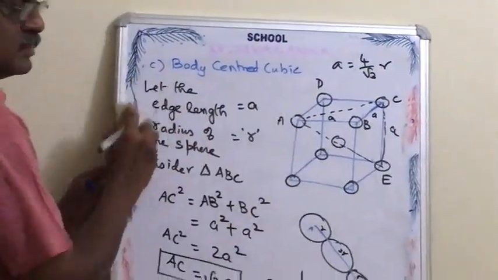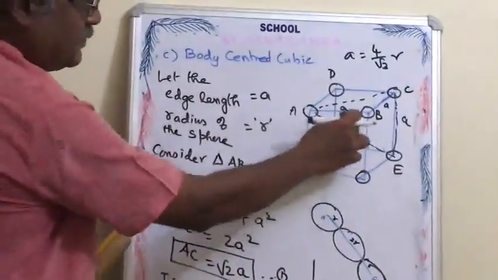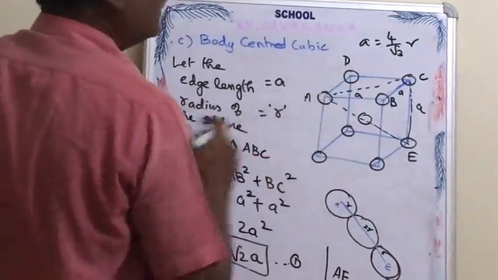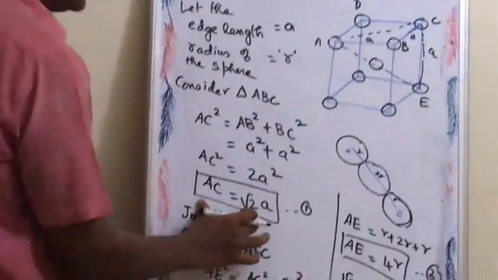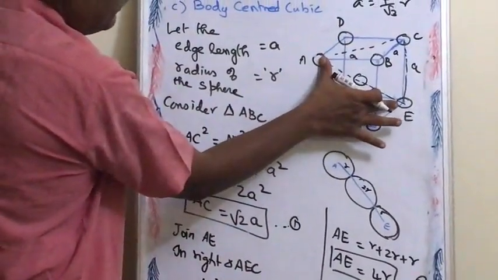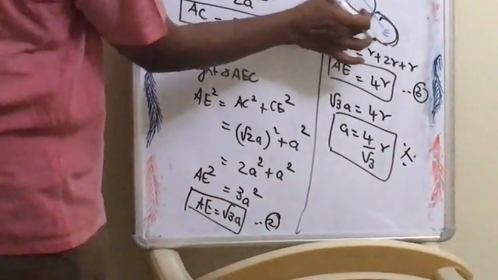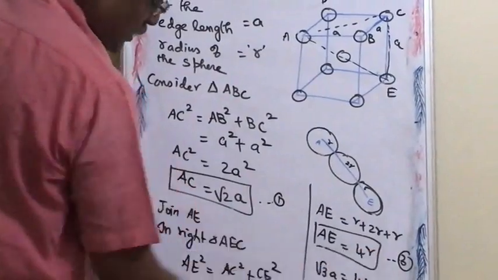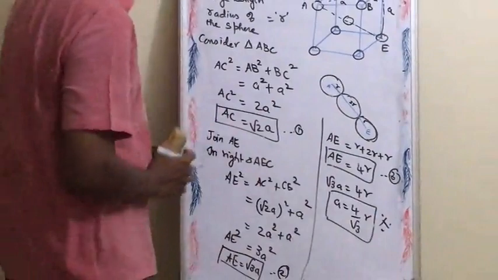Just once again, to recall, this is the body center. At the center of the cube, there is an atom. First, we take the triangle ABC and find the value of AC. AC is equal to root 2 a. Then we join AE and find the value of AE. AE we get root 3 a, and AE is nothing but the touching of three spheres, that is 4r. So comparing these two, we get a equal to 4 by root 3 r.